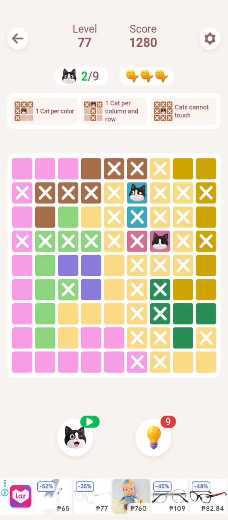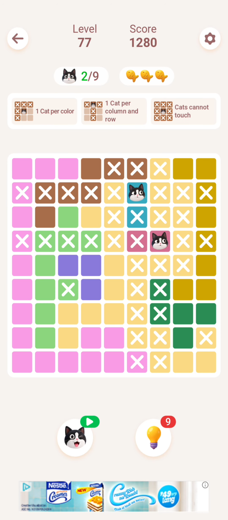Then on the first column, you can see that we can find only pink colors. Therefore, our pink cat would be there. So we cross out pink cells in other columns. Like that.